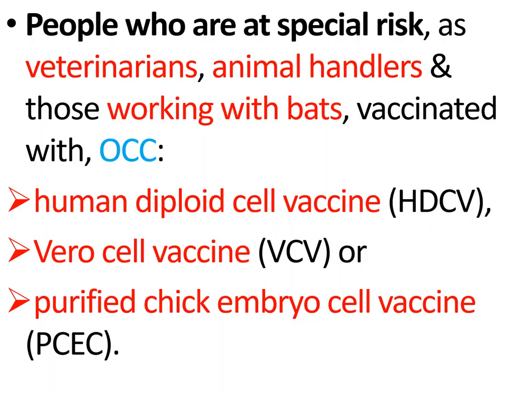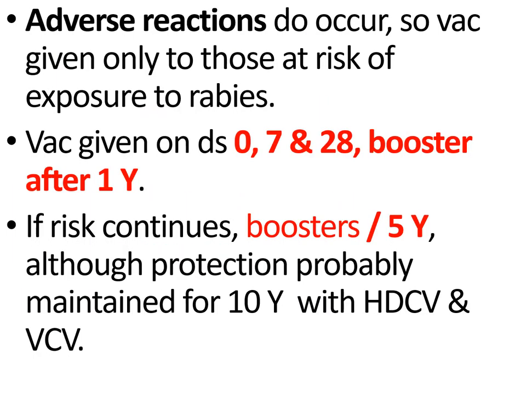People who are at special risk, such as vets, animal handlers, and those working with bats, should be vaccinated with rabies vaccine, so it is an occupational disease. Human diploid cell vaccine, HDCV, Vero cell vaccine, VCV, or purified chick embryo cell vaccine, PCEC. Any one of them can be used. Adverse reactions do occur, so the vaccine is given only to those at risk of exposure to rabies. Given on days 0, 7, 28 and a booster after 1 year. If risk continues, boosters every 5 years, although protection is probably maintained for 10 years with HDCV and VCV.